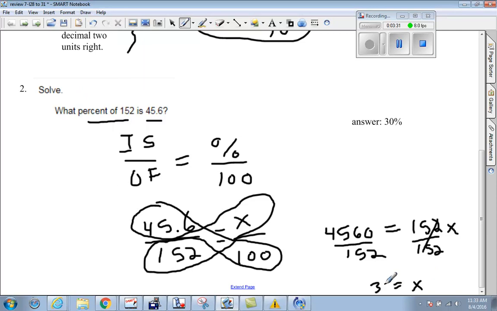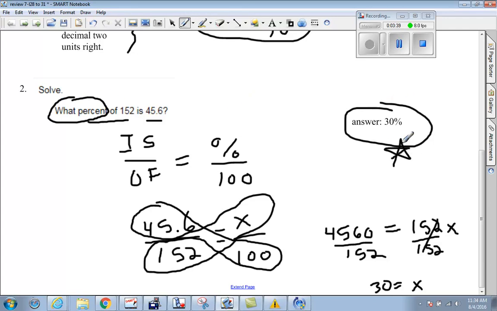But then you have to remind yourself what you were looking for. 30 what? 30%. What percent? 30%. So don't forget to put the percent. Hope that helps. And I always say, think about money. If I say what percent of $152 is $45.60, even if you think about money, it makes sense, right? Because whatever the answer is, it has to be intuitively less than 50%, because $45 is definitely less than 50% of 152. So your answer should make sense. Okay, let's head to the next one.